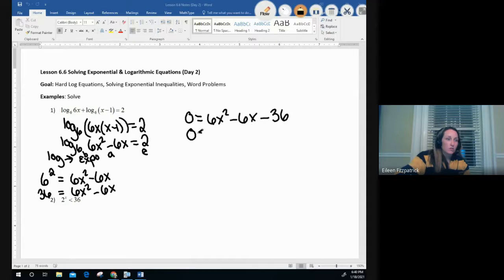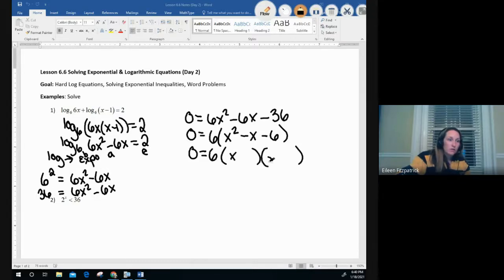To factor, look for the GCF, which is a 6, so factor that out. x squared minus x minus 6. What two numbers multiply to give you a negative 6, but add to give you a negative 1? You're going to have a negative 3 and a positive 2. Set each factor equal to 0 and solve for x. So you have x is equal to 3 and x is equal to negative 2.